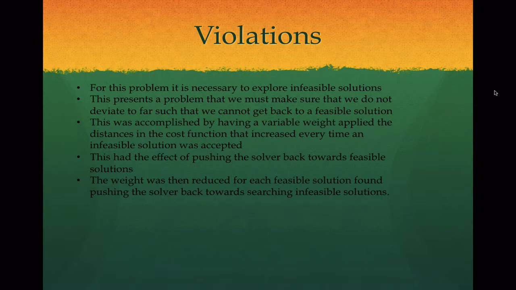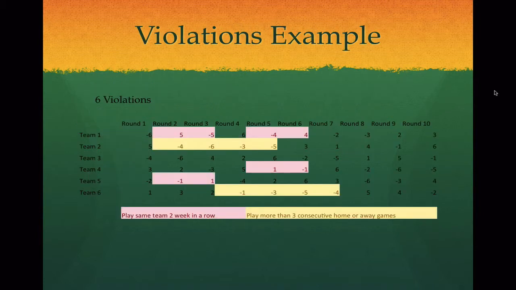For this problem, it is necessary to search both feasible and infeasible solutions. In order to do this, I instituted a weight, and as the weight increased, the solver would search for feasible solutions. As it got more and more feasible solutions, the weight would gradually decrease to the point where it could grab some infeasible solutions. As it grabbed those infeasible solutions, it increased the weight again and pushed it back towards feasible solutions. This was important because you didn't want to get too far away from your feasible solutions.